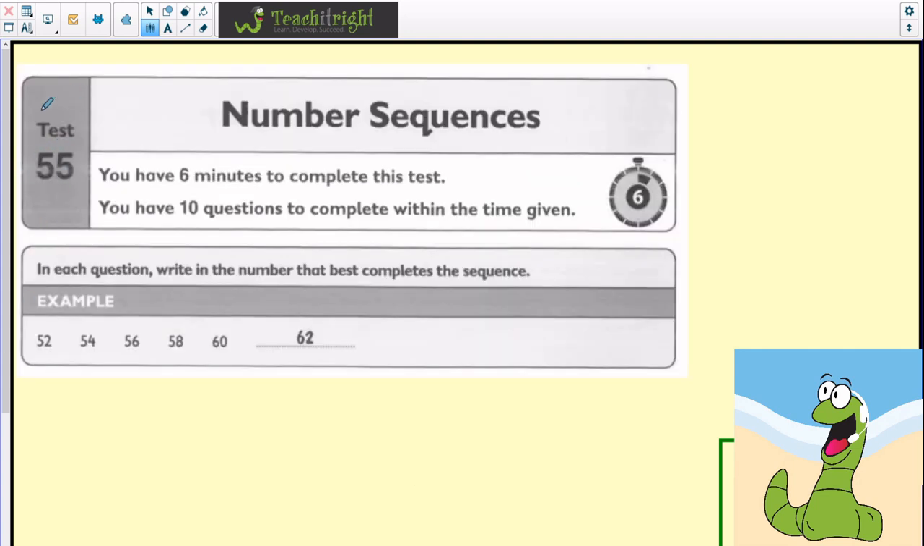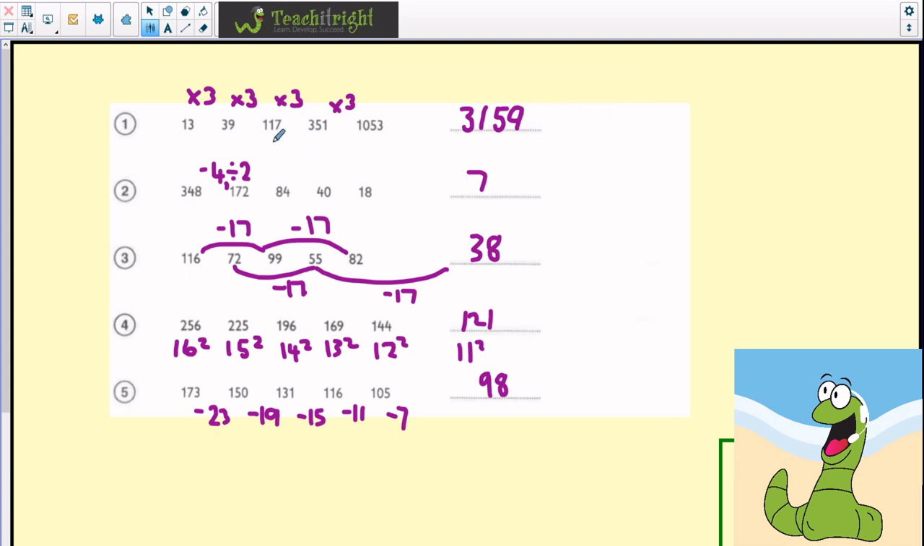And the last section we're going to look at is test 55. And we're going to work out now what these number sequences are doing. And this was the last section you needed to do for this part of your homework. And it's on page 61. So let's see how many of these you got right. This was multiplying by 3. So if we get 1053 times it by 3, we get 3159.